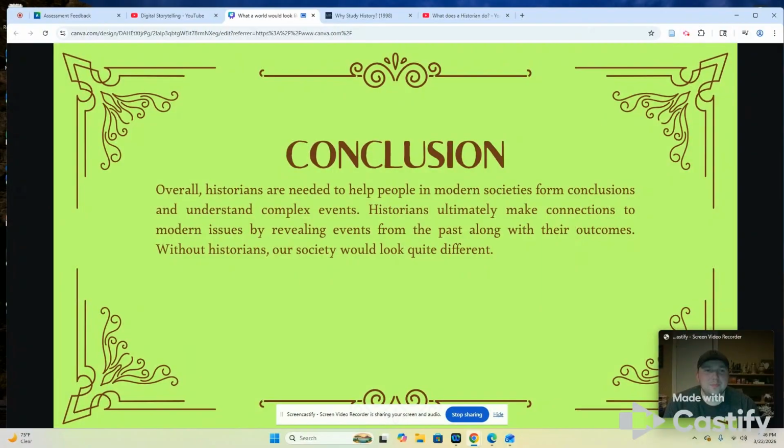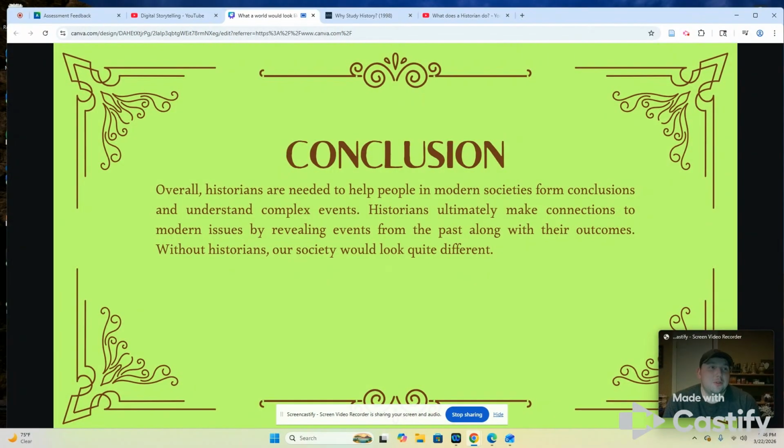In conclusion, historians are needed to help people in modern societies form conclusions and understand complex events. Historians ultimately make connections to modern issues by revealing events from the past along with their outcomes. We talked about this with understanding like new interpretations of past events.